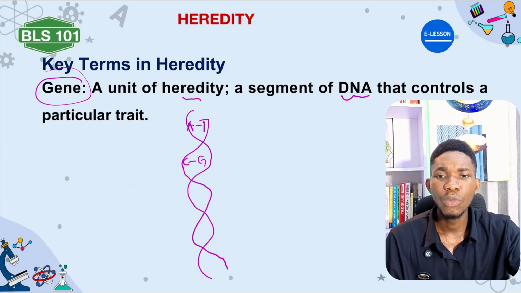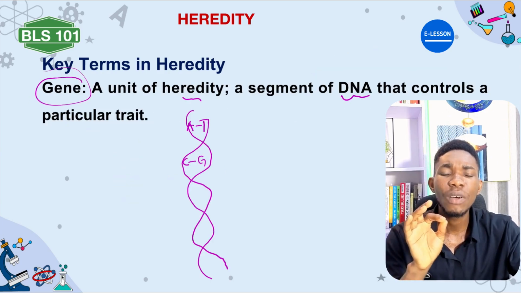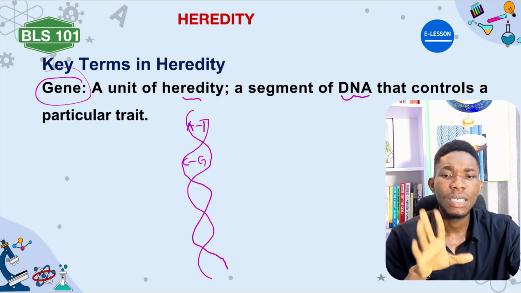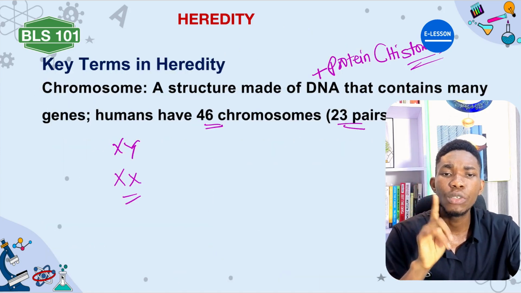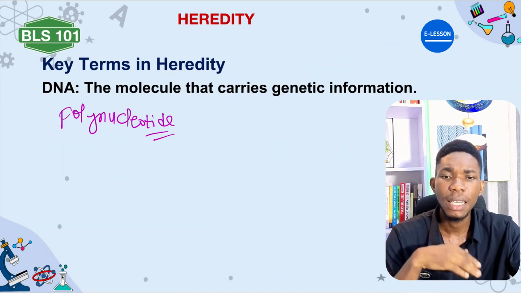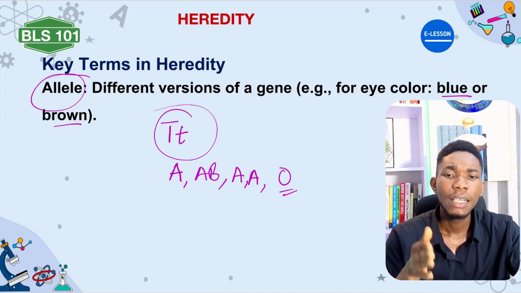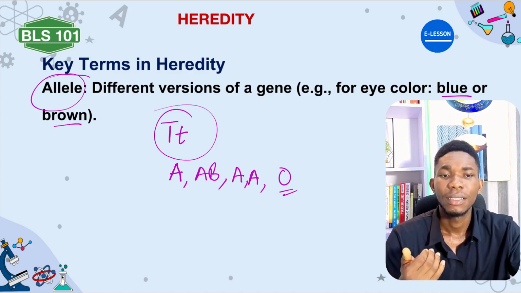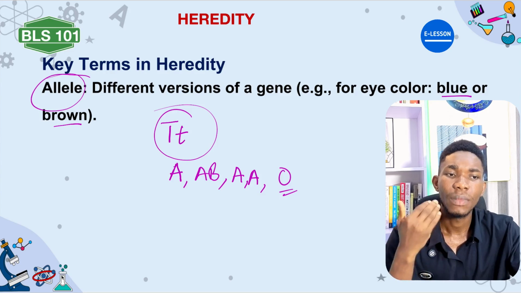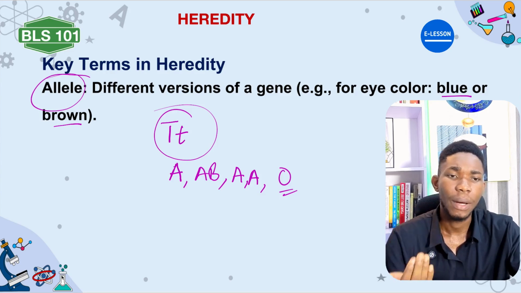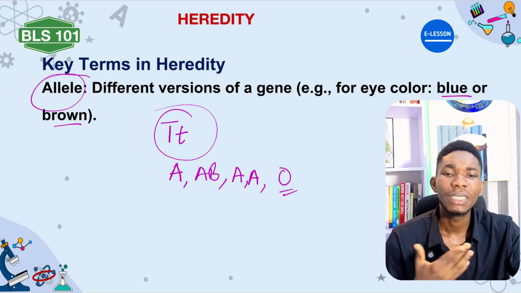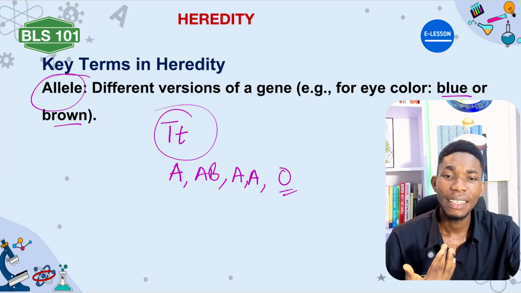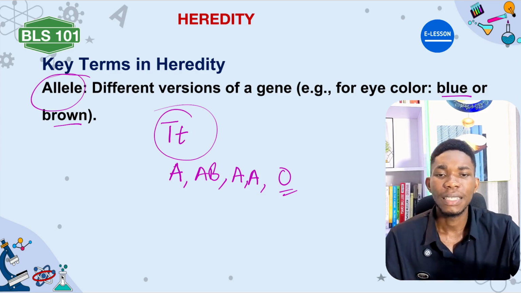We've talked about the chromosome, talked about the gene. We say a unit of heredity, a segment of the DNA that controls a particular trait. Then chromosome, we talked about chromosome before. DNA, talked about DNA. The allele, we say, is the different versions of a gene. For eye color, is it blue or brown? Are you getting it? For height, is it tall or short? The gene could either be a tall gene or what? A short gene. Are you getting it? Exactly.